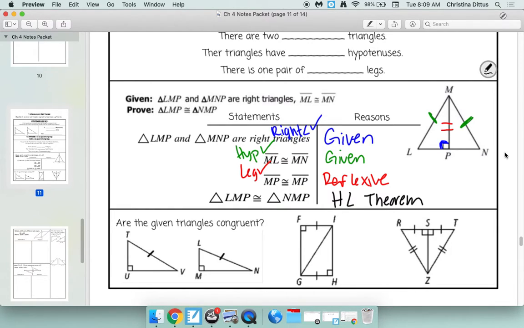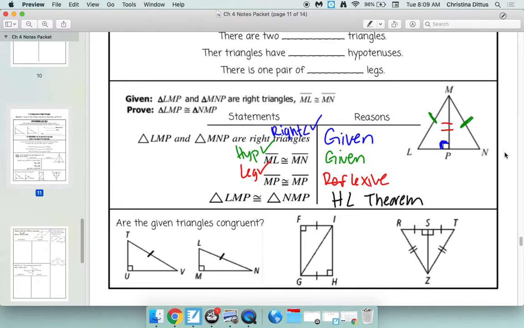If you just write HL, that's cool. I know what you mean. So I think the only unique thing is that you have to say that you have right triangles. Other than that, I feel like it's kind of what we're used to doing, because you have to have that right angle in there. Something you may see is that you have perpendicular lines, because perpendicular lines tell me that I have right angles.